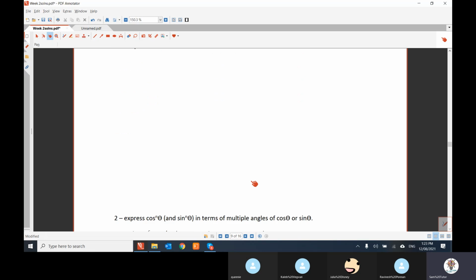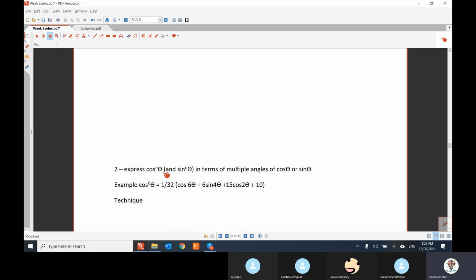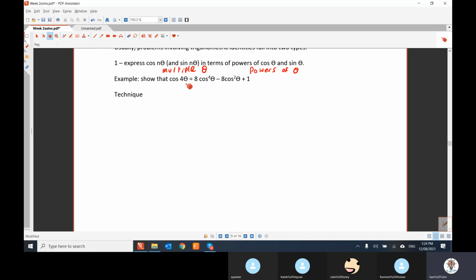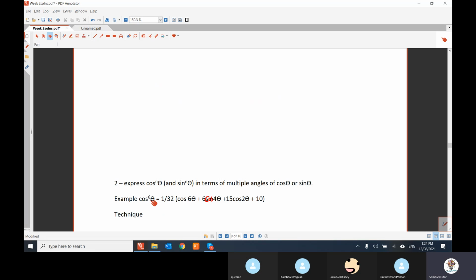The other one is powers of theta in terms of multiple angles. In fact, that should have been cos. Do we see the difference firstly? Type 1, multiple angles in terms of powers. Type 2, powers in terms of multiples. Yes, we realize there's a difference?